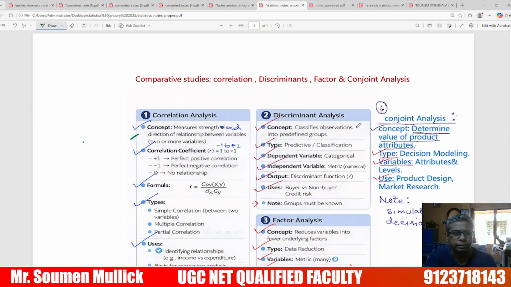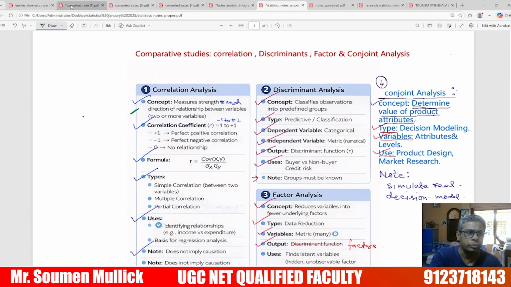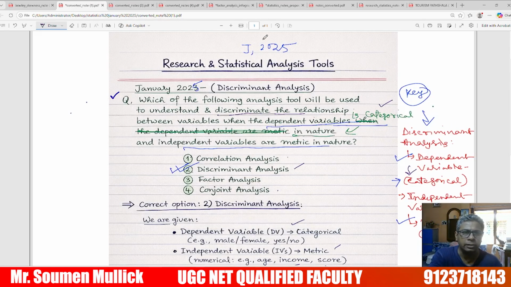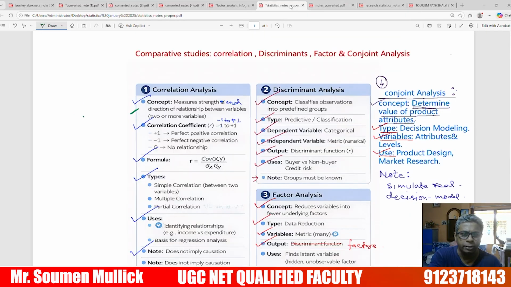Number 2, discriminant analysis. We already solved the discriminant analysis question. This question is based on discriminant analysis. So what is discriminant analysis? It classifies observations into predefined groups. In the case of discriminant analysis, we have to remember that it classifies into predefined groups.